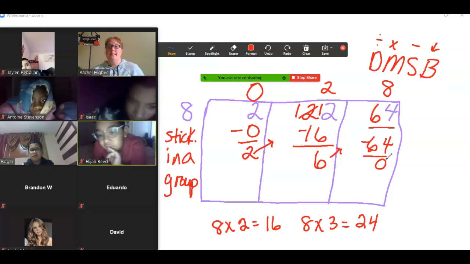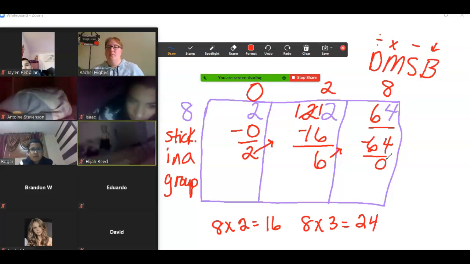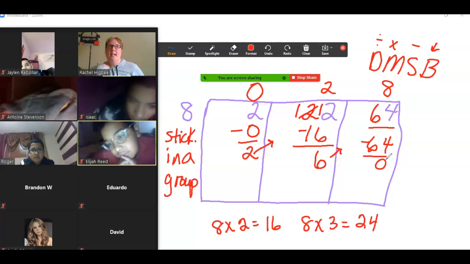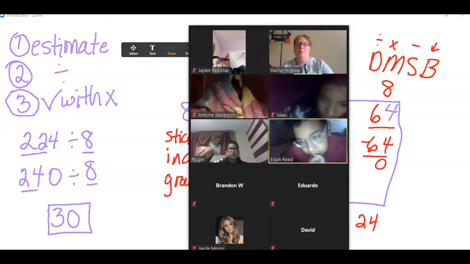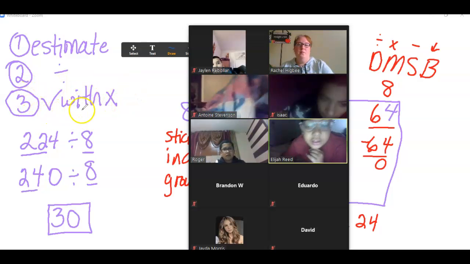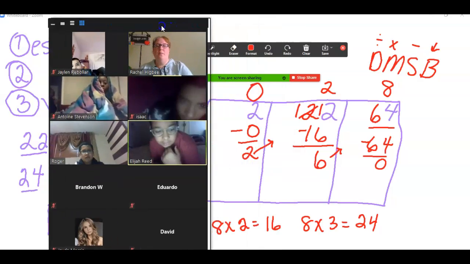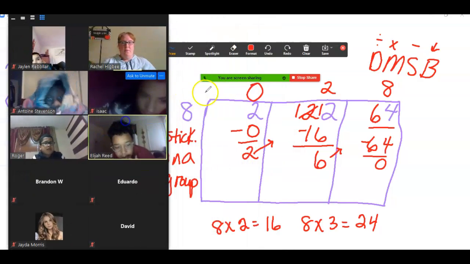Okay, Elijah, what's the last thing I need to do? Look at the steps we wrote on the left. What's the last thing we need to do? What does number 3 say over here? What is this? There you go. Check with multiplication. All right. I'm going to do that part in a different color.